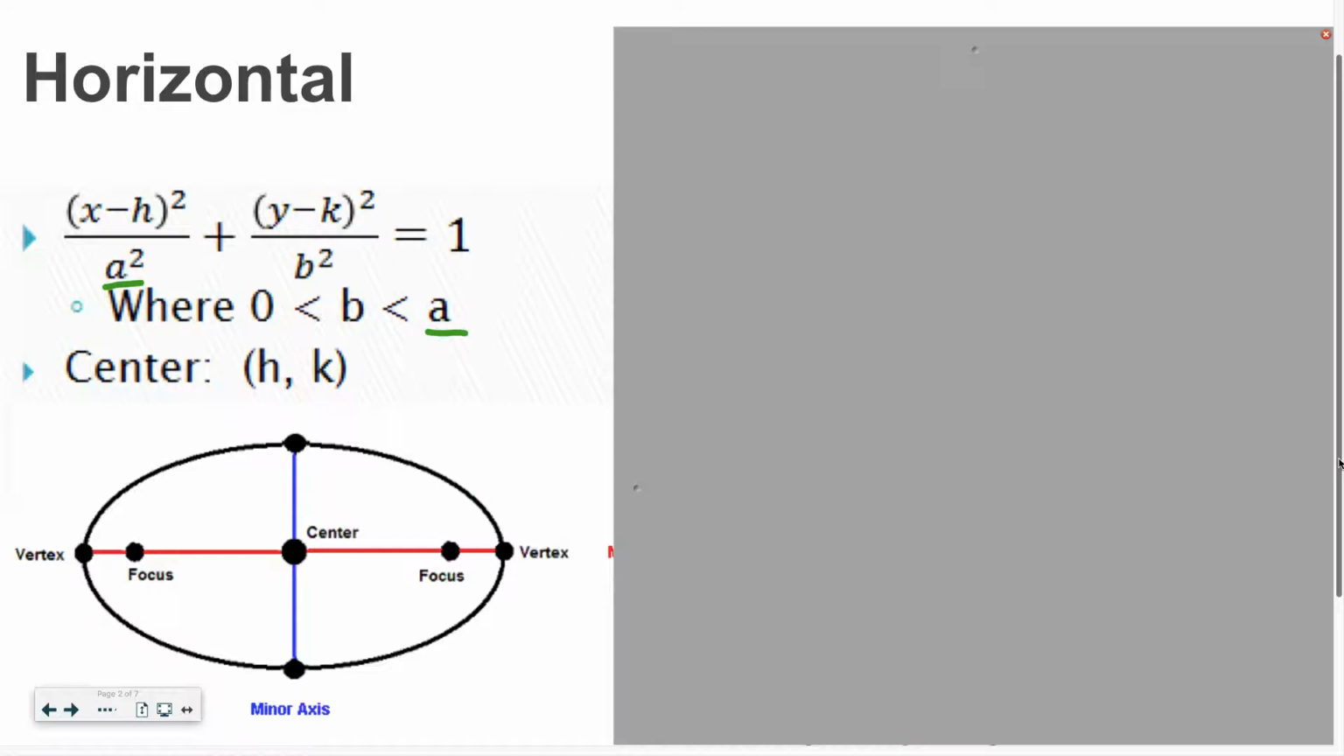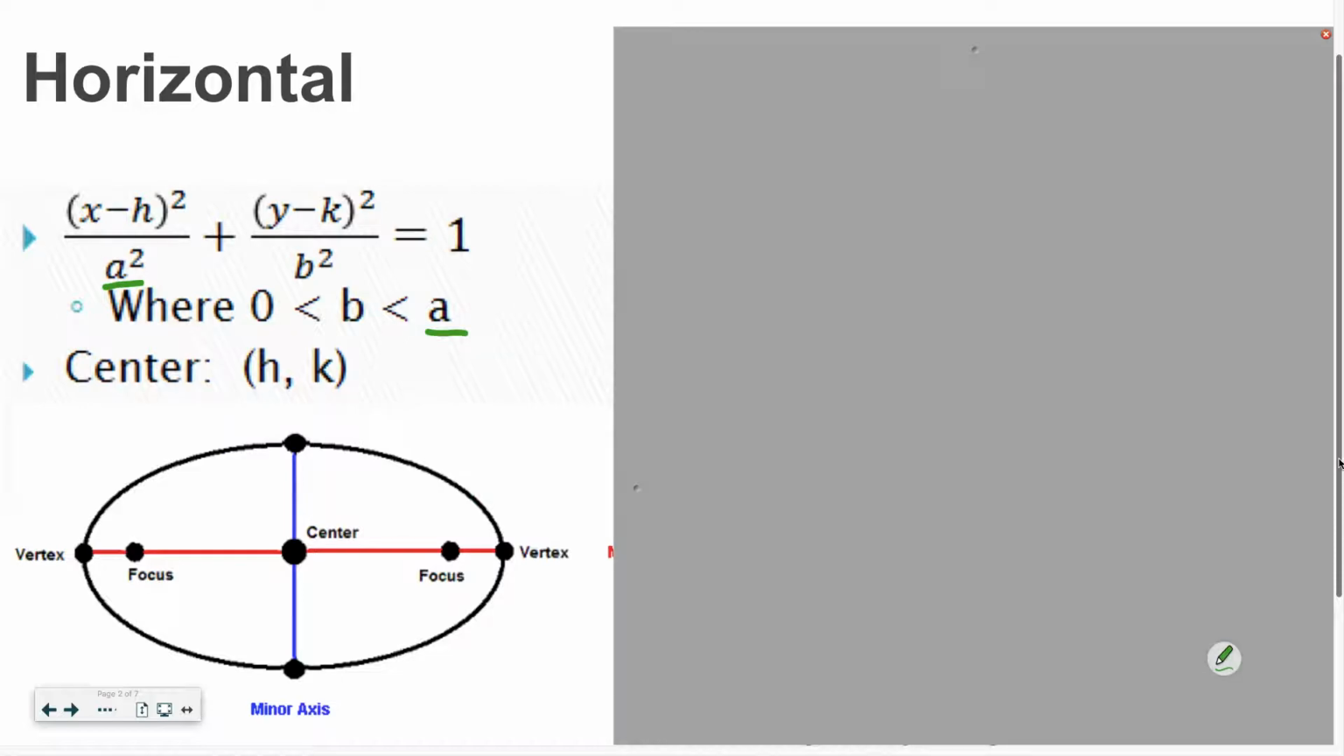So (h, k) is now what we're going to call the center. The parabola is kind of the odd man out. We use (h, k) for the vertex. A parabola doesn't really have a center. But an ellipse, and what we talk about tomorrow, a hyperbola, are both going to have two vertex points. So we need what's called the center, and that's going to be our (h, k).